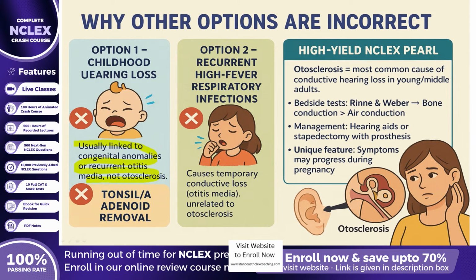Here is a high-yield takeaway for your exam memory. Otosclerosis is the most common cause of conductive hearing loss in young and middle-aged adults. On bedside testing, Rinne and Weber tuning fork exams often reveal bone conduction better than air conduction in affected ears. Treatment includes hearing aids or, in definitive cases, a stapedectomy with prosthesis placement to restore sound conduction. And remember, symptoms often worsen during pregnancy due to hormonal influences. A unique clinical pearl that highlights the interplay of physiology and disease progression.